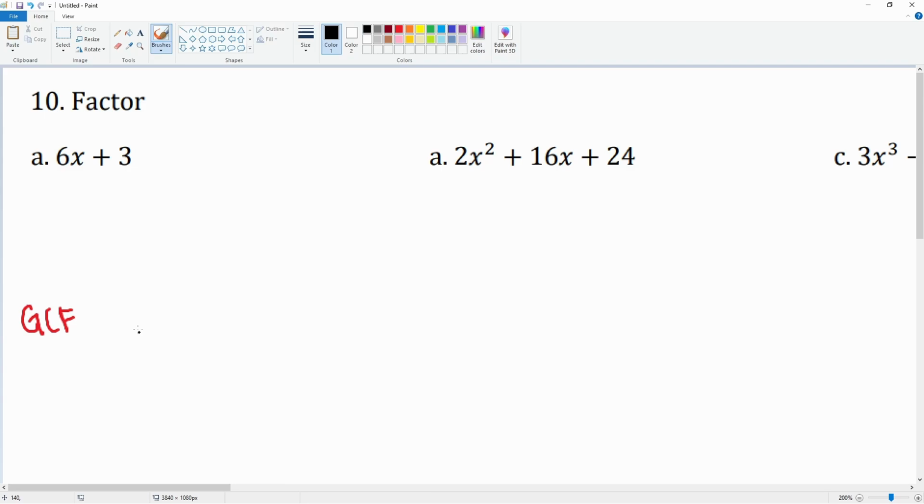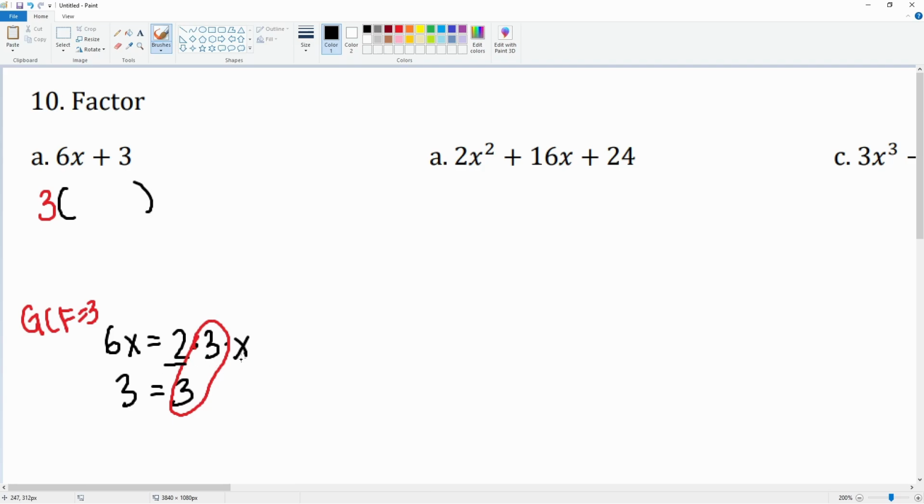The 6x can be broken down into just 2 times 3 times x. Then the 3 can just be broken down into a 3. Notice that the 3 is what they have in common, so the GCF is 3. So the GCF here is 3, parentheses, what is left? What is left from the 6x is a 2x. Bring down the plus. And what is left from that 3 is just a 1. So in factored form, it would just be 3, parentheses, 2x plus 1.